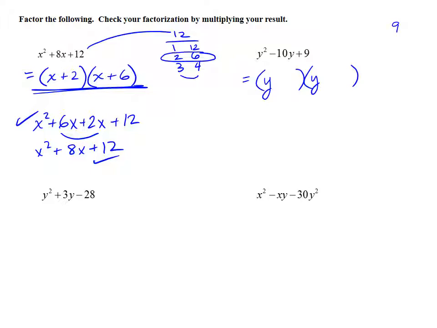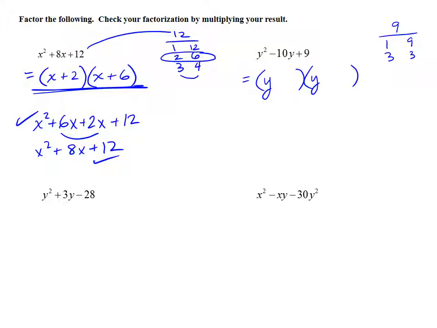Now we look at a 9. We factor 9: 1 and 9, 3 and 3 are the only pairs of factors. Now when we add those up, none of them add up to -10. The sign matters here. So let's think about this a little bit more.